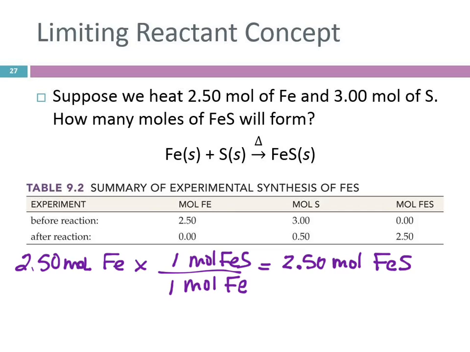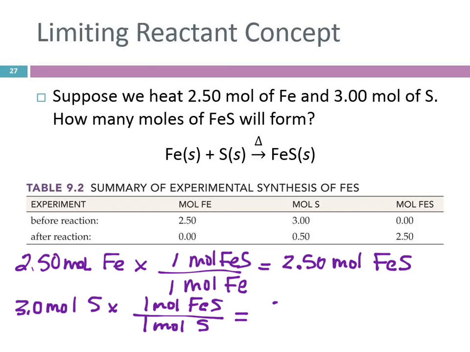So from 2.5 moles of iron, we can make 2.5 moles of iron sulfide. From 3 moles of sulfur, and I agree, it's a little silly to write all this out, because it's 1 mole of FeS to 1 mole of sulfur, right? And so we could make 3 moles of product. But can we make 3 moles of product? No, because we run out of the iron.